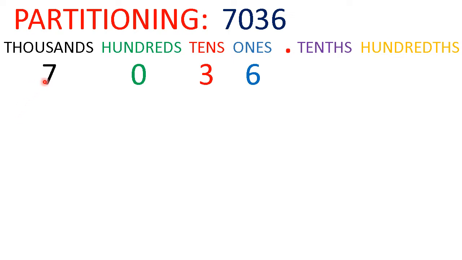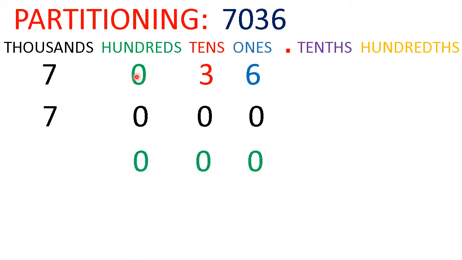7 in the thousands has a value of 7,000. Of course, the 0 in the hundreds is 0. 3 in the tens has a value of 30. And 6 in the ones is 6. 7,000 plus 30 plus 6 is 7,036.